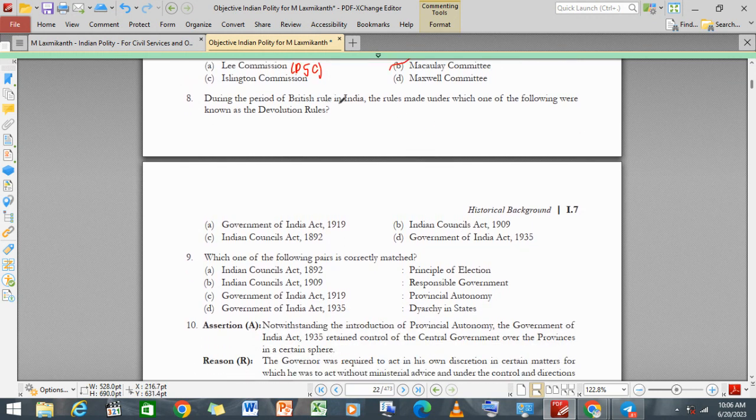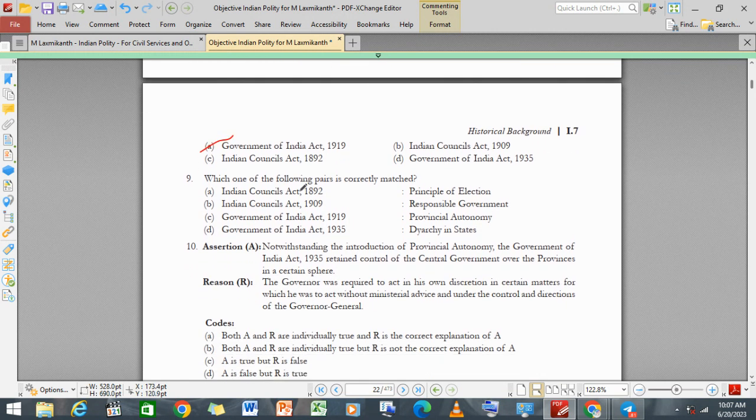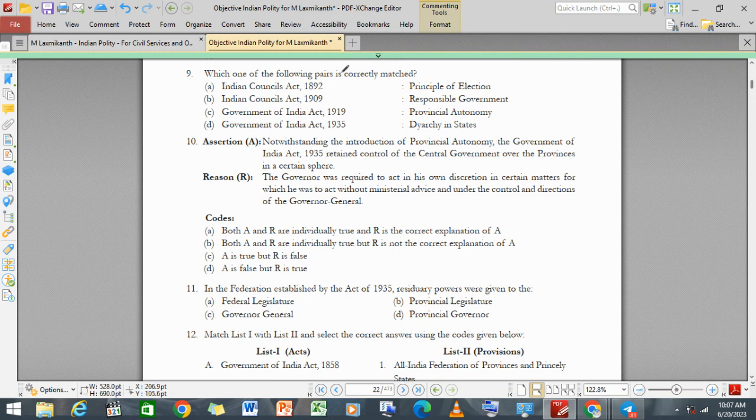Now, during the British rule in India, the rules made under which of the following were known as the devolution rules? The devolution rule. Think on it. Devolution means revolution and devolution. So I believe it was 1919. Again, it was completely changing. Things were taking place at a fast pace. And which one of the following pairs is correctly matched? Think on it.